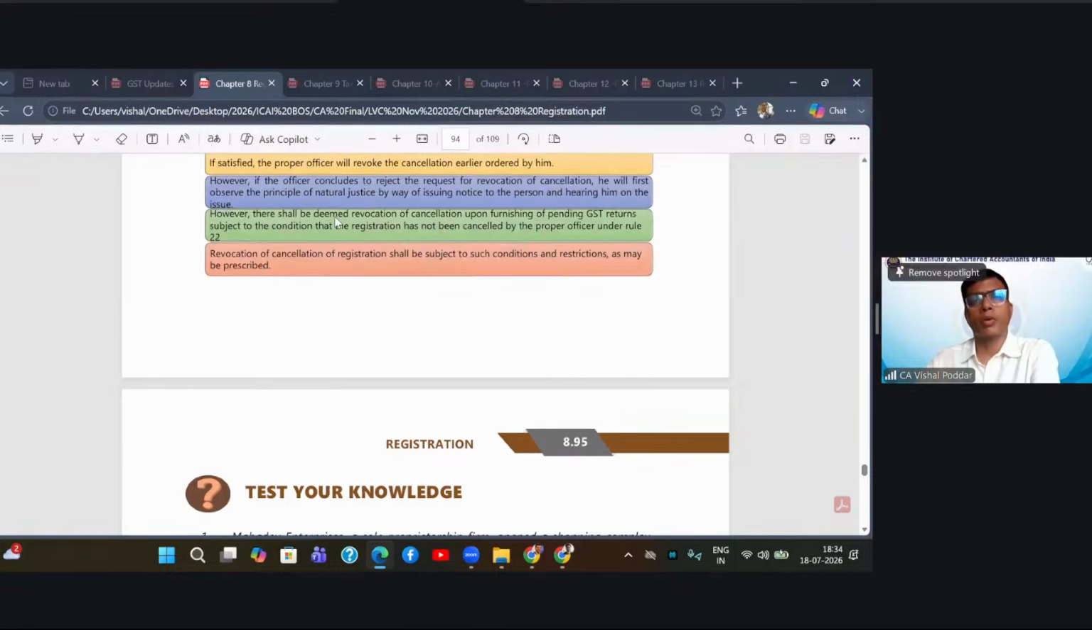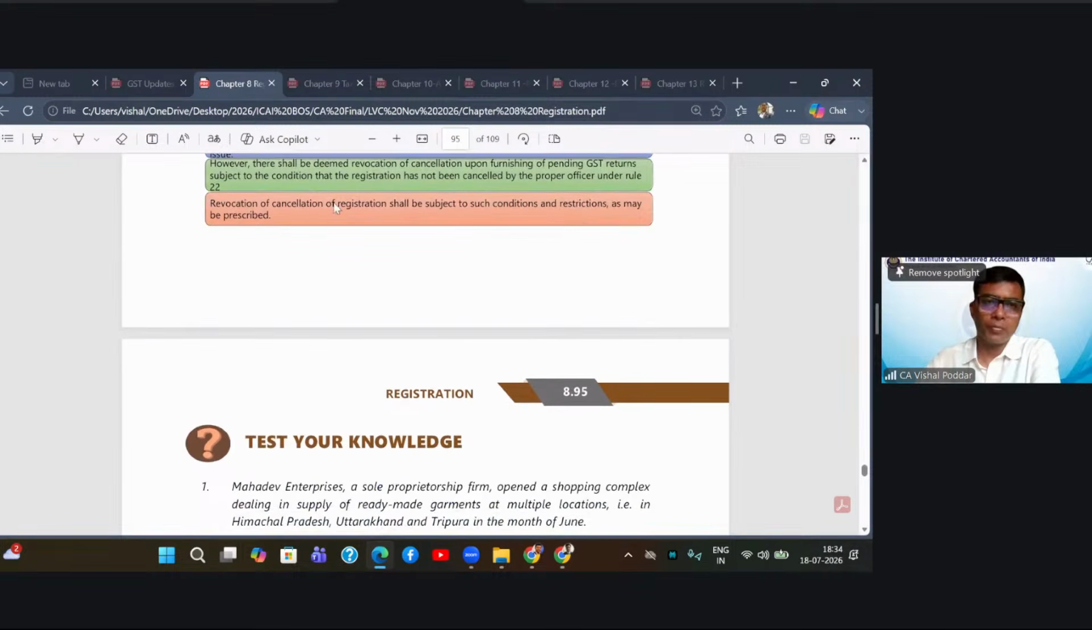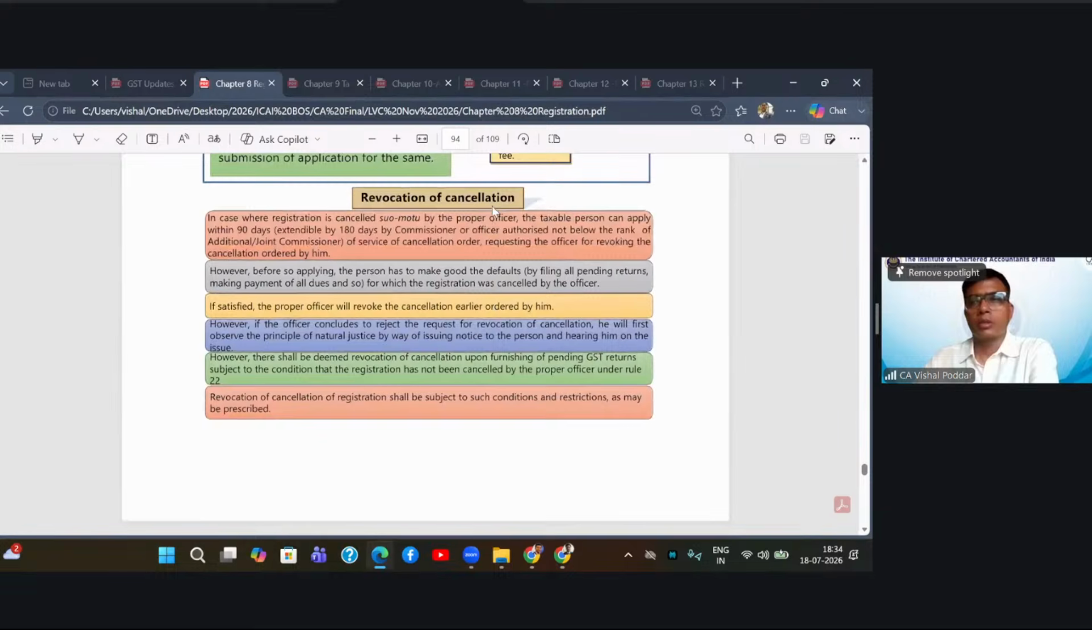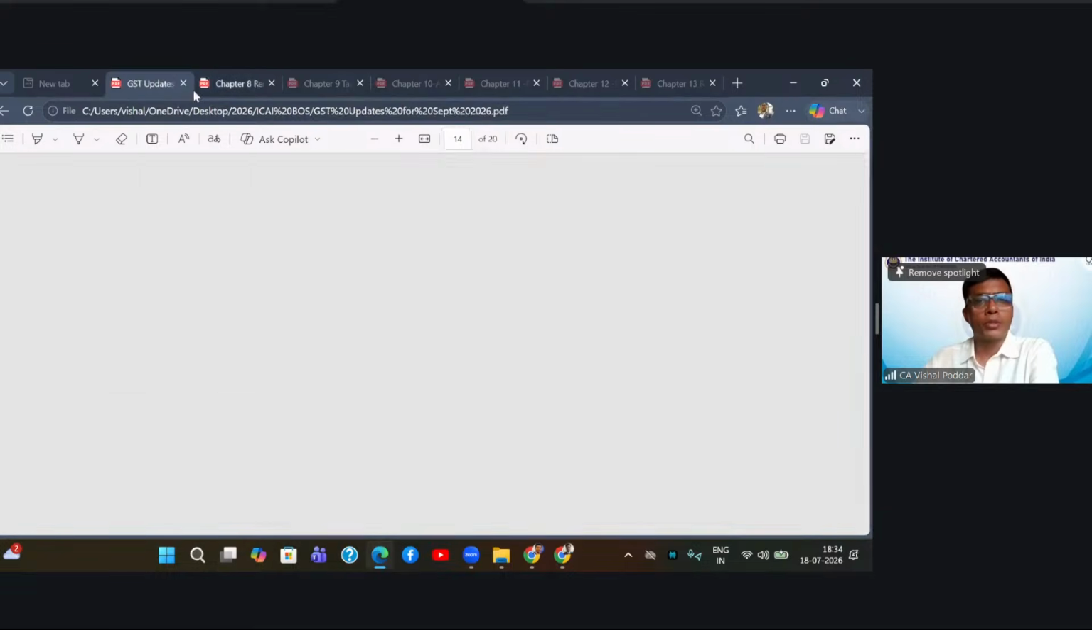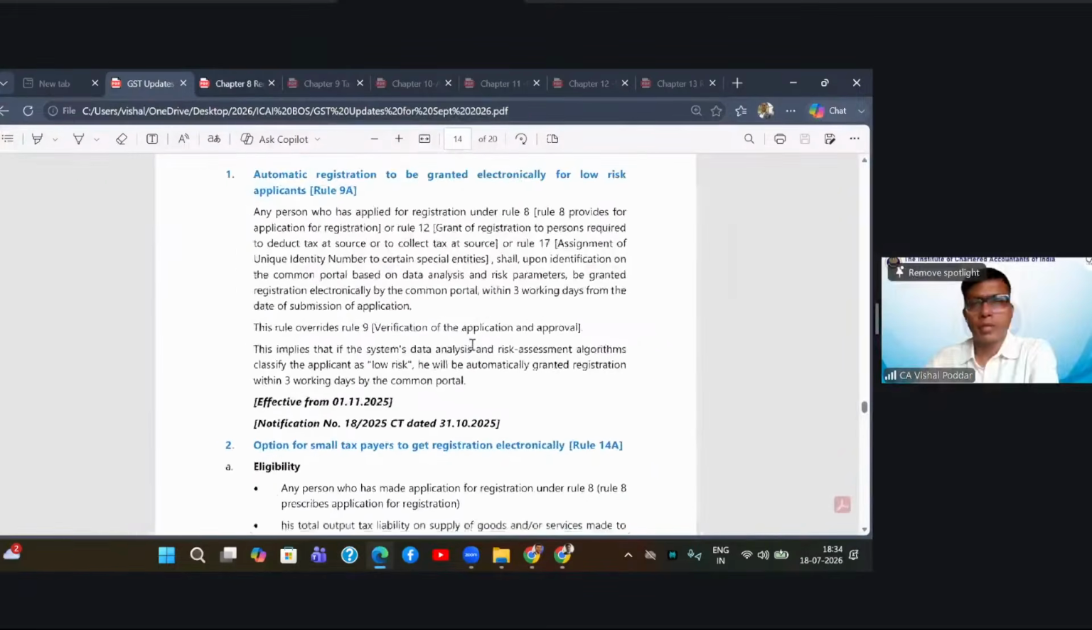and after that decide whether to finally reject your revocation application. However, there shall be deemed revocation of cancellation upon furnishing of pending returns, subject to the condition that the registration has not been cancelled by the proper officer under Rule 22. And finally, revocation of cancellation shall be subject to some conditions and restrictions as may be prescribed. So students, these are some relevant provisions. Let me take you to some important updates.